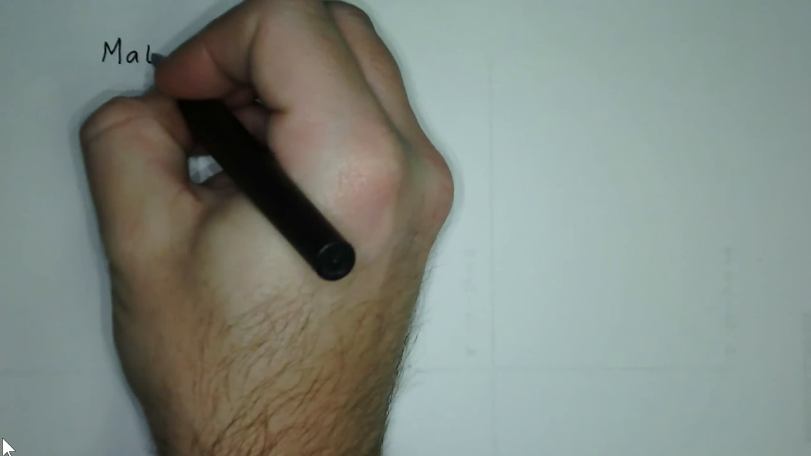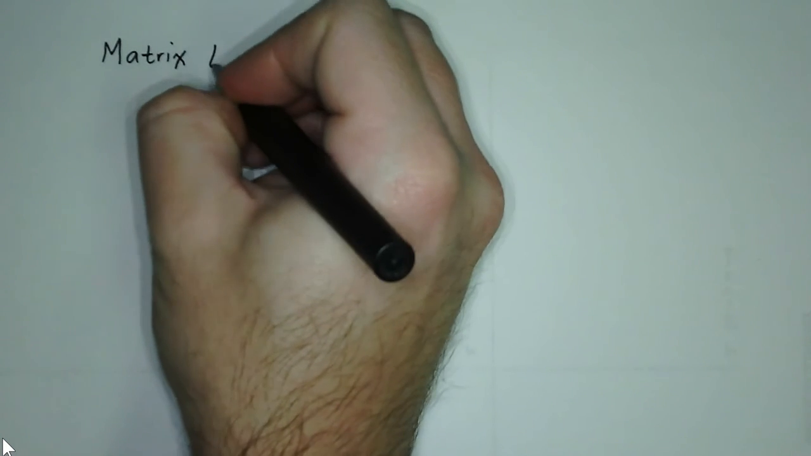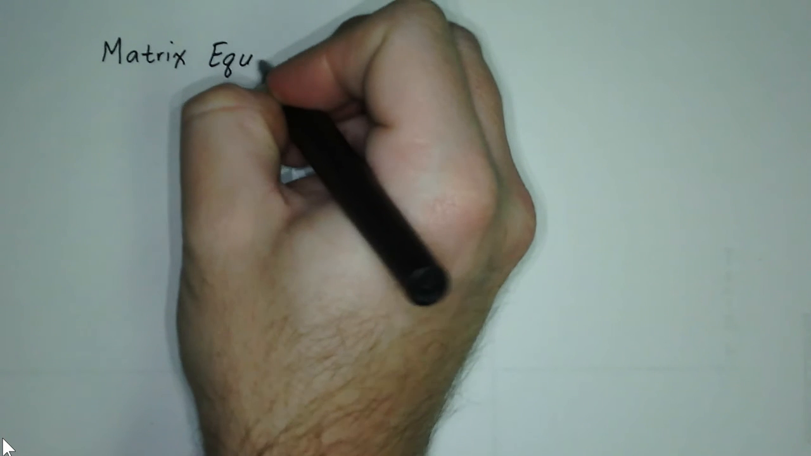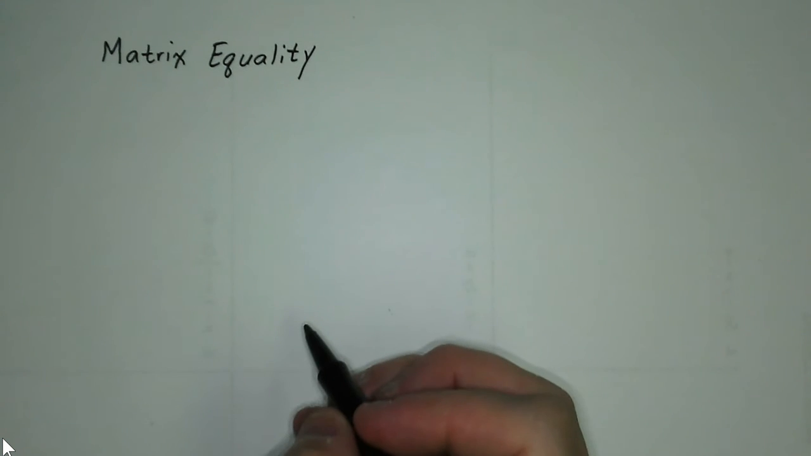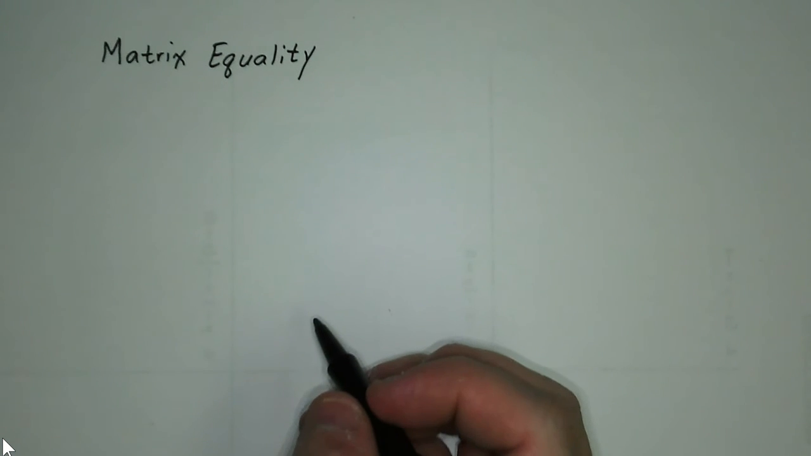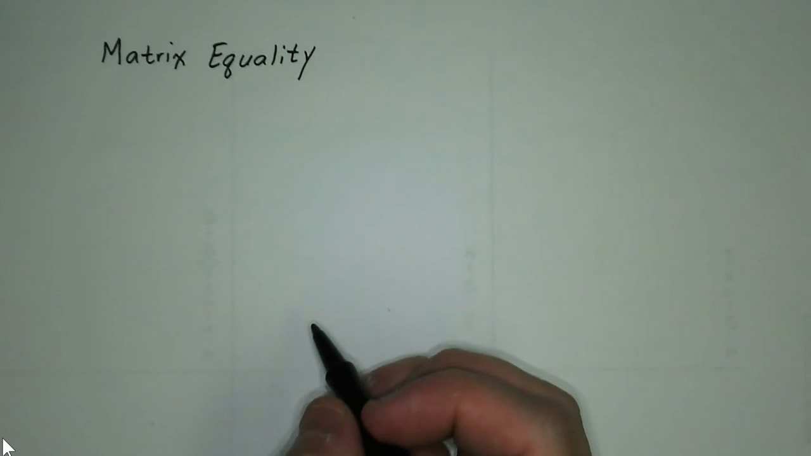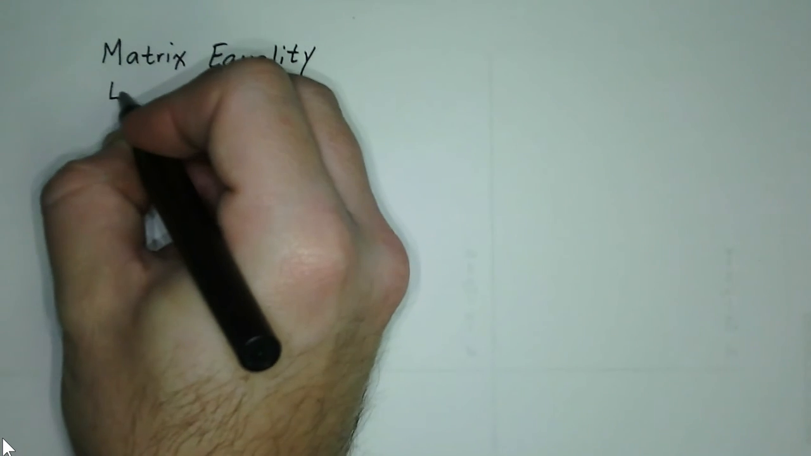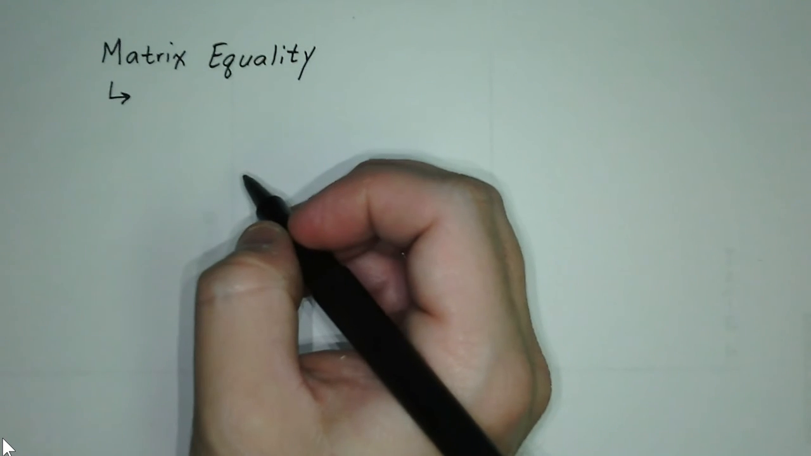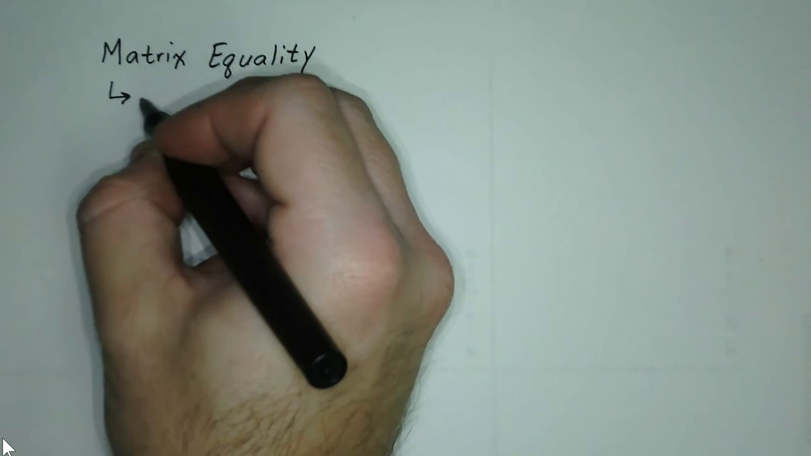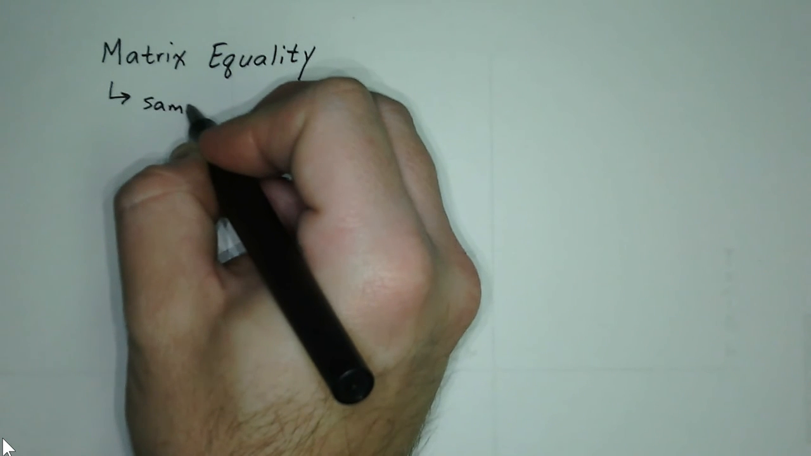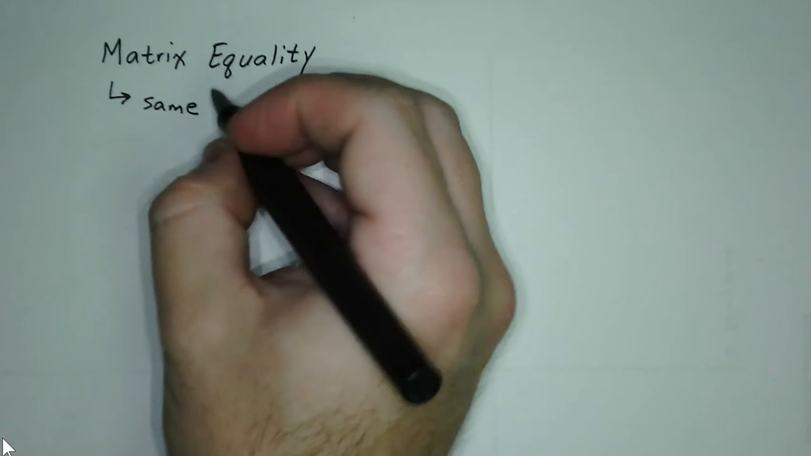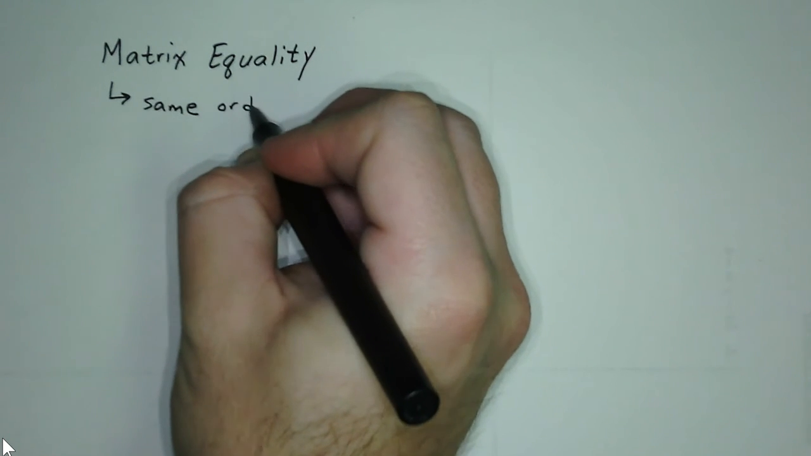The next thing I want to talk about really quick is the very simple concept of matrix equality. It's just two matrices being equal to each other. And this is going to be pretty much exactly what you expect. So for two matrices to be exactly equal or equivalent, or whatever the proper word is, they have to, of course, be the same order.